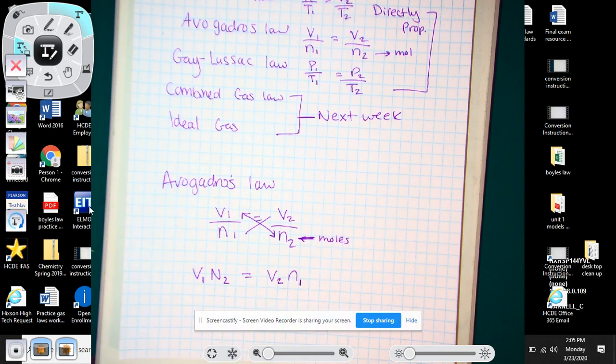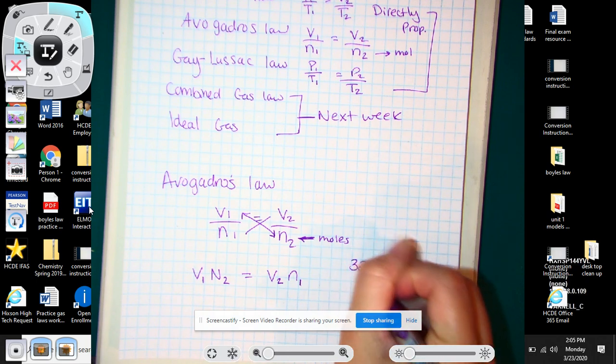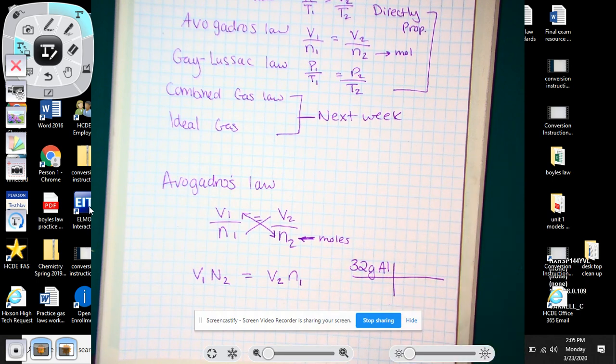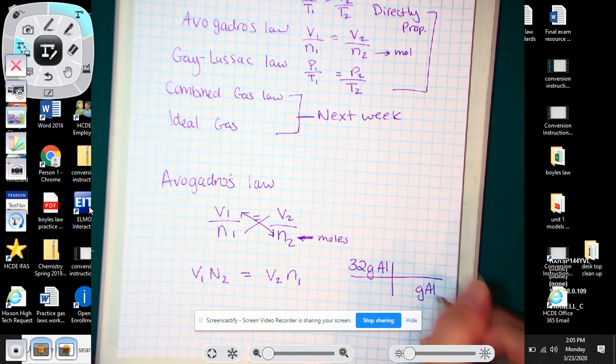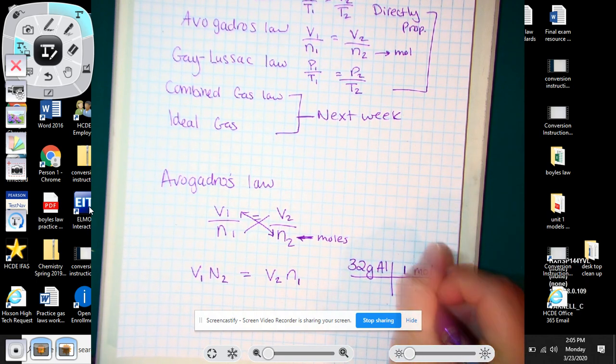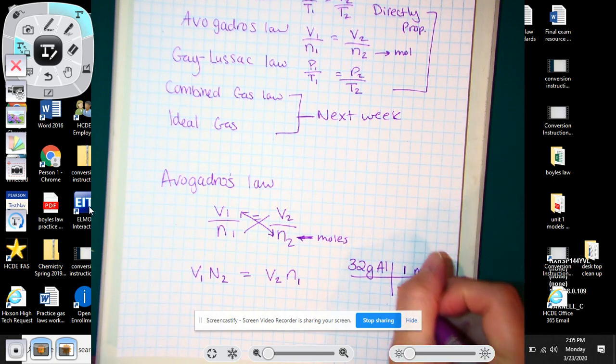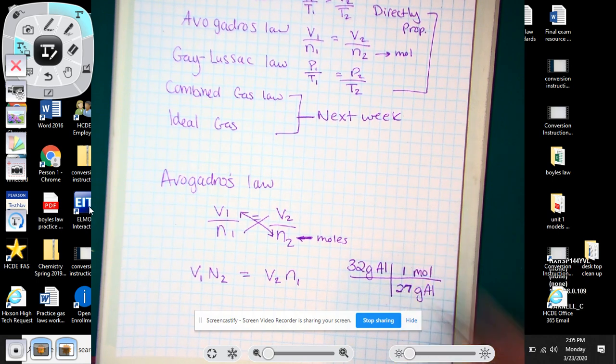The only other thing I did want to show you in this, if I told you it's 32 grams of aluminum, you would have to convert that grams to moles. Grams of aluminum to moles of aluminum, where 1 mole equals the mass number in grams, which, off the top of my head, I think it's 27. Might be 27 point something. I don't remember if it rounds up or down. Multiply across, divide by the bottom. That would give us moles. If it's already in moles, then you're good to go.